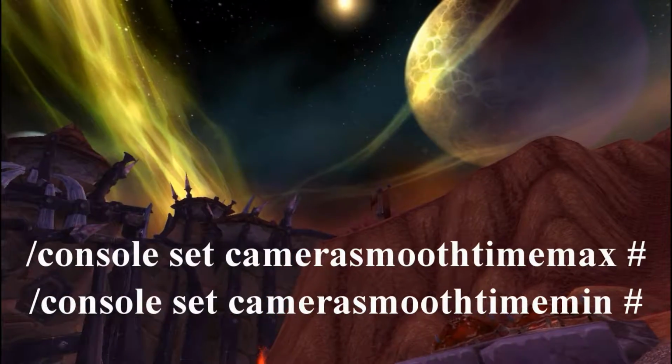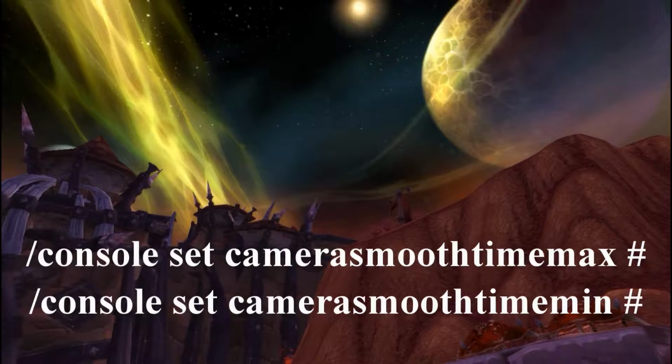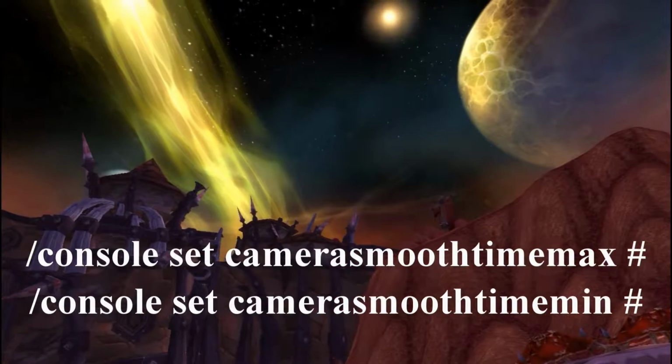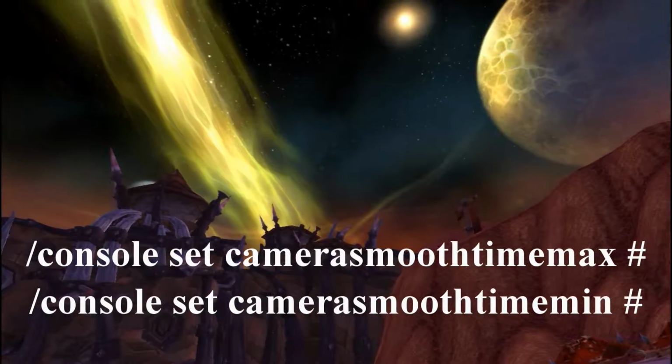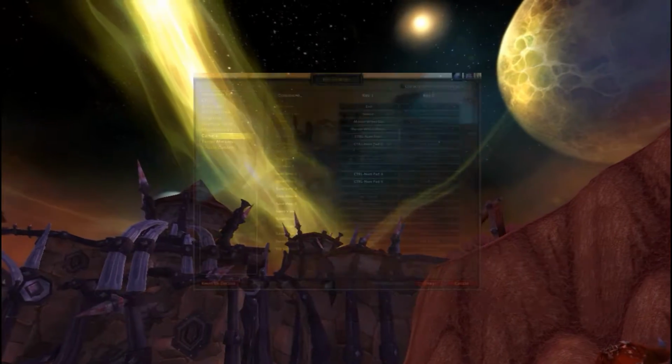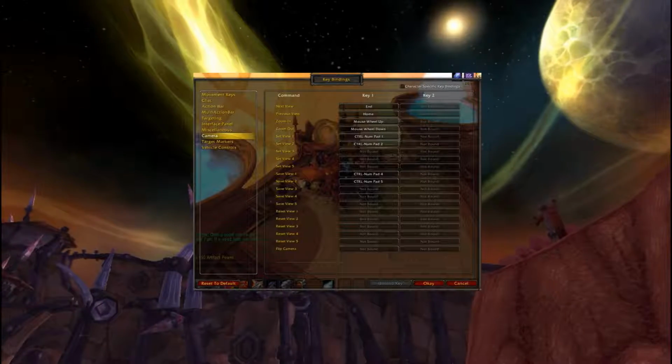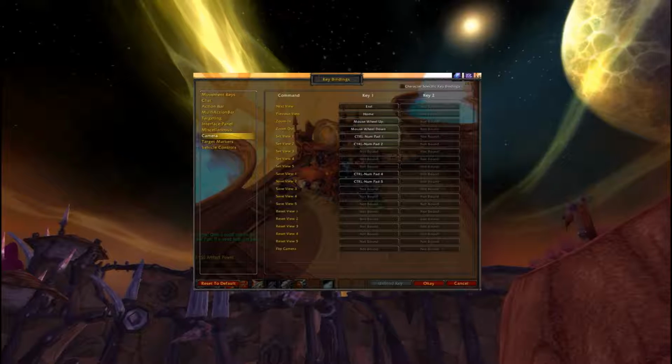What these commands do is set it so that it will take X amount of seconds for the camera to move from point A to point B, where X is the number you put in for the console command. In order to set the positions for the camera angles you want, you'll need to go into key bindings, down to camera, and look for the save and set camera views. I only use 2 for Dungeon Overview, but you can use as many as 5 if you'd like.